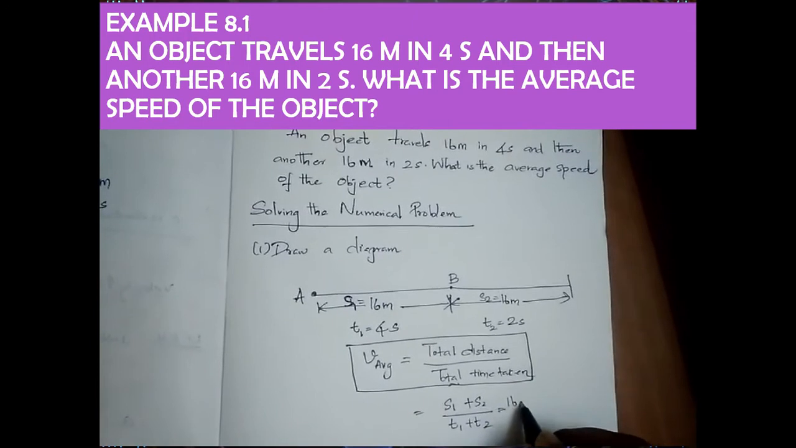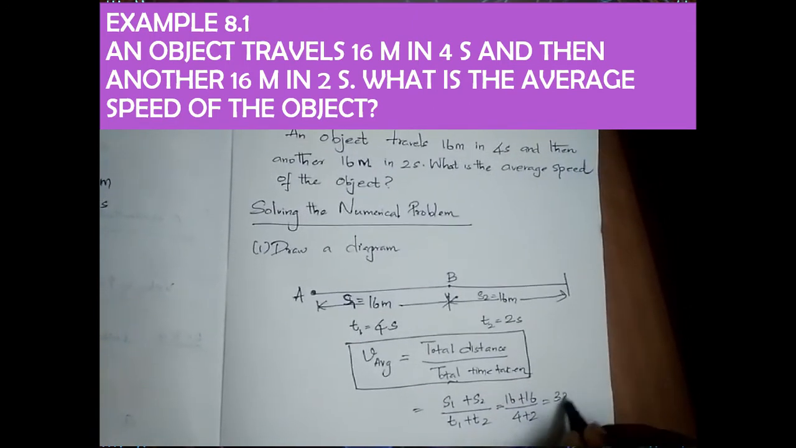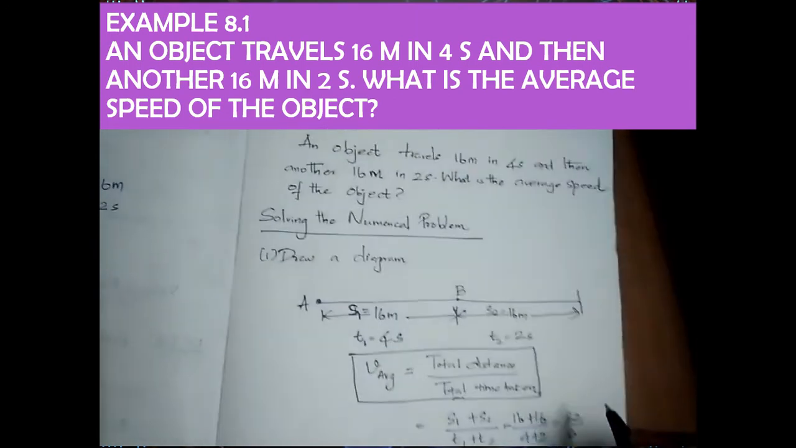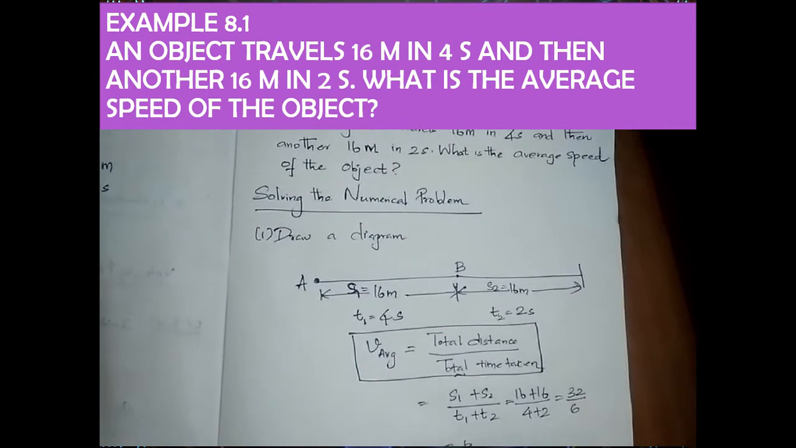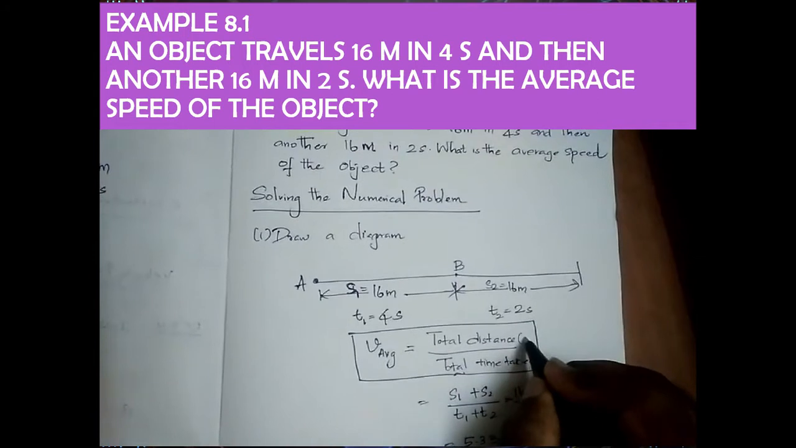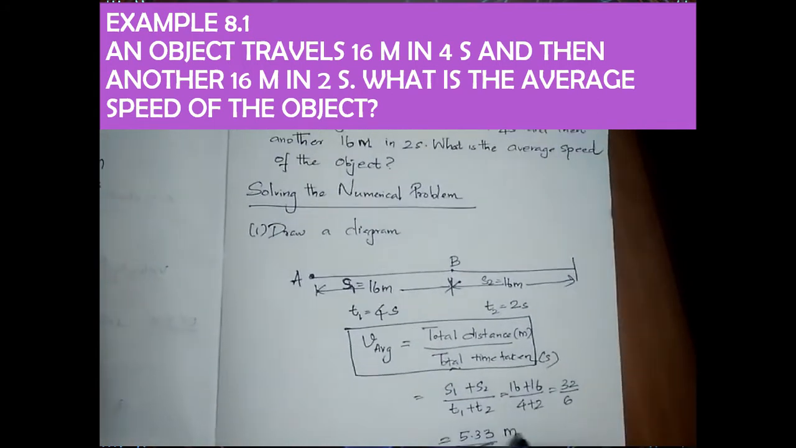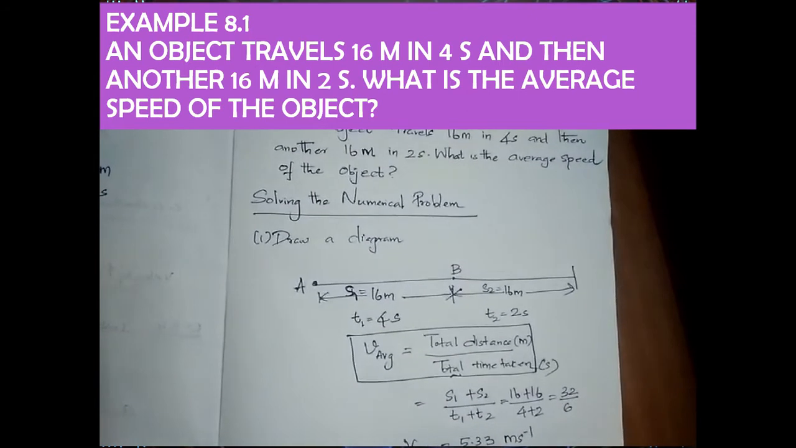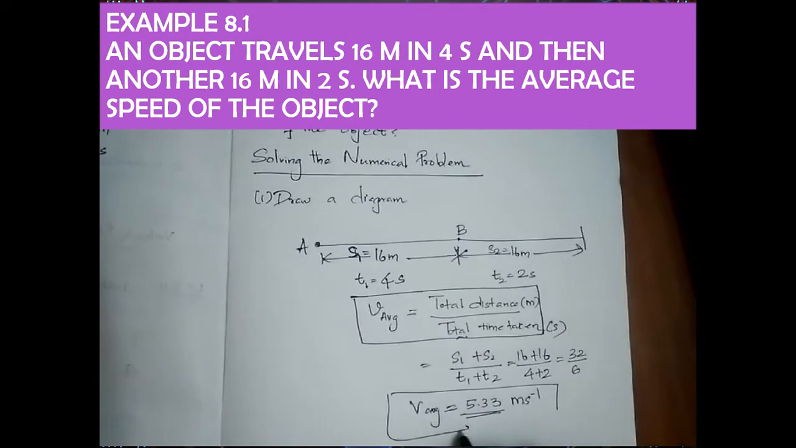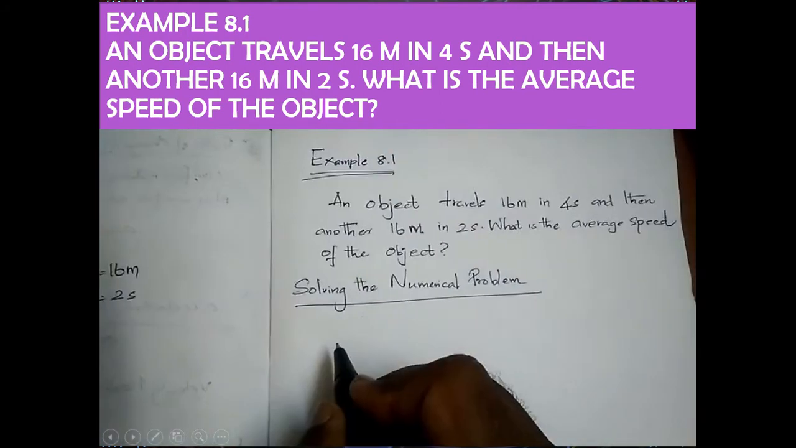What is S1 plus S2? 16 meters plus 16 meters divided by 4 plus 2. That is 32 divided by 6. That would be around 5.33 meters per second. So that's very important: distance is measured in meters and time is measured in seconds, so the unit of speed is meter per second. That's it. We have solved the problem. Is it not easy?